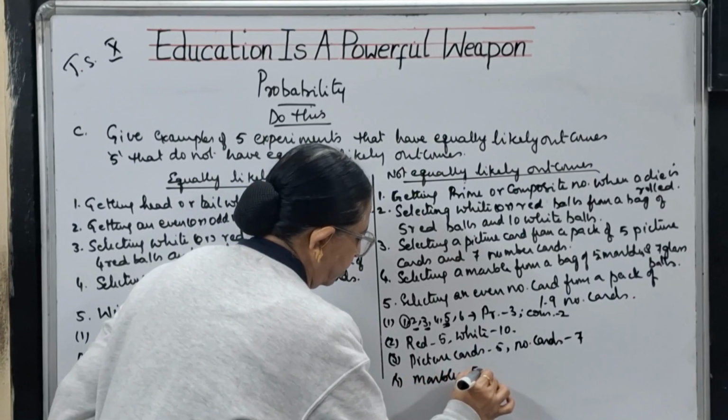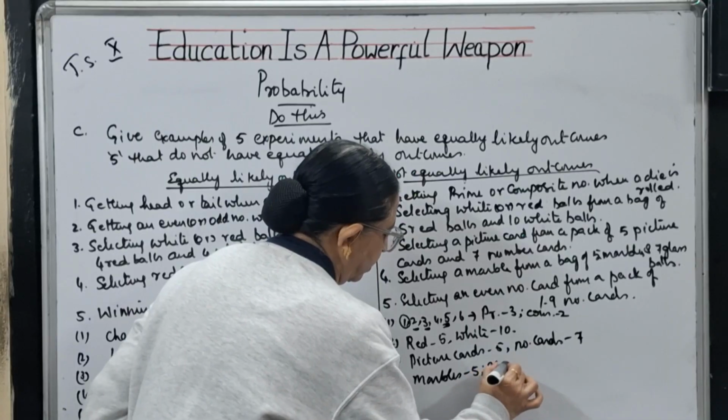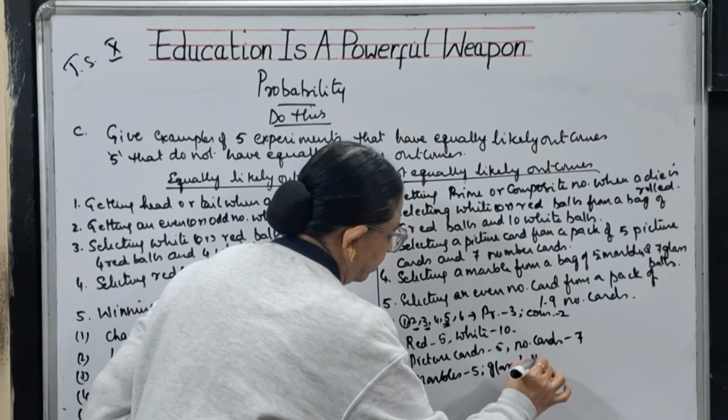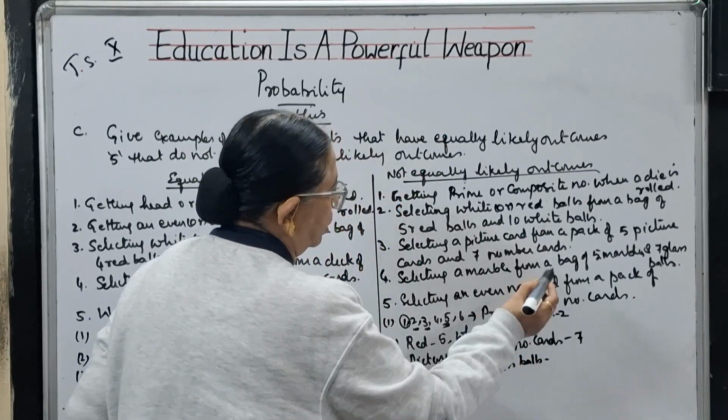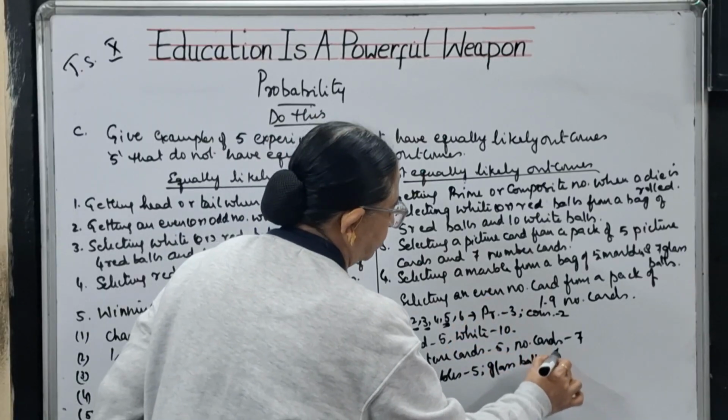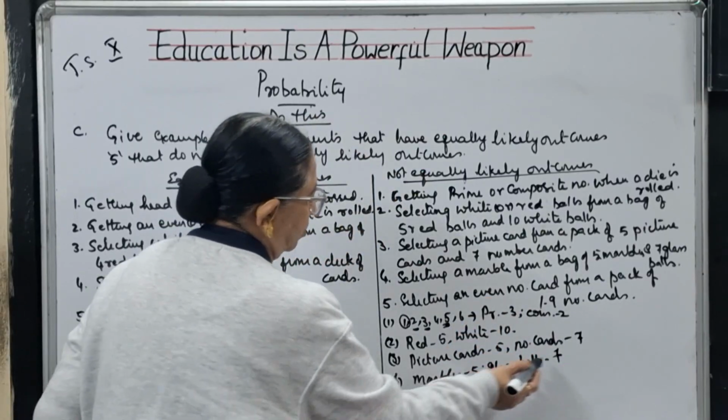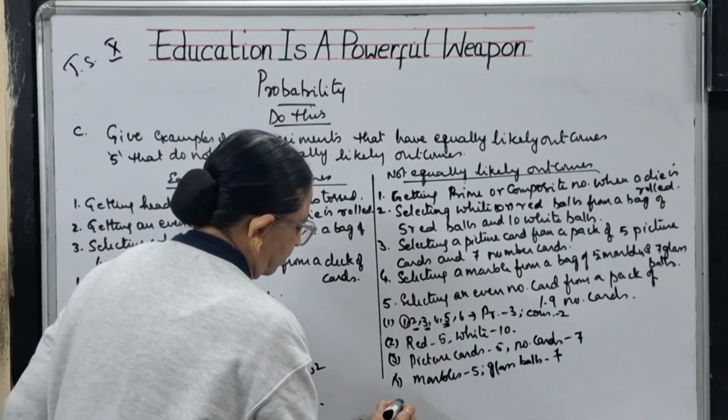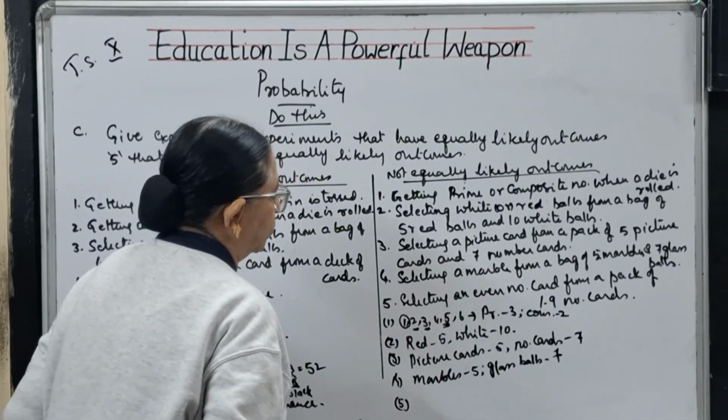Marbles are 5 and glass balls are how many? From a bag of 5 marbles, 7. Okay, here also the numbers are different, so they are also not equally likely outcomes.